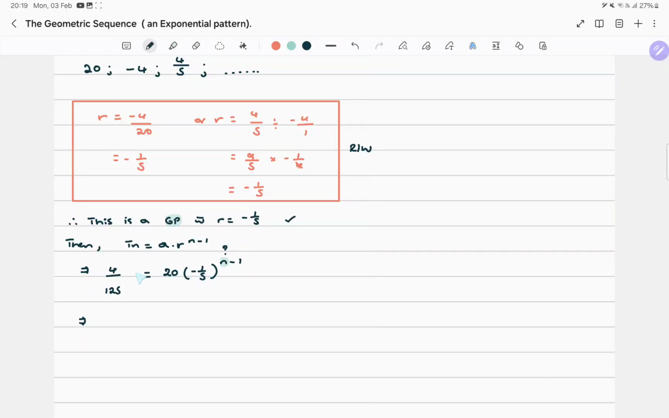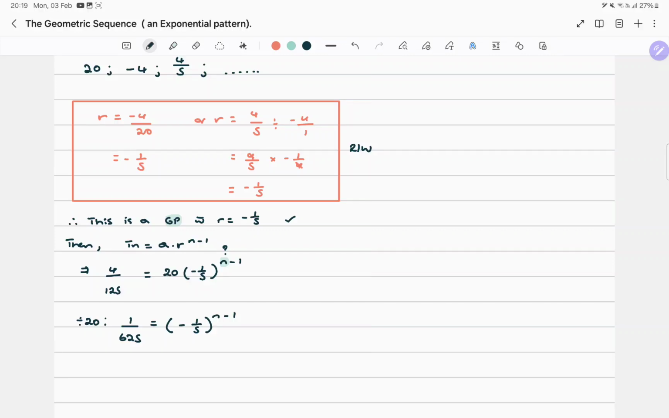This implies we divide by 20. We divide by 20 on both sides because I'm trying to isolate this power. So if we divide by 20, we are essentially going to say 4 divided by 125 times 20. That's what it's going to end up as. As a whole, sometimes use your calculator to free yourself from some trouble. So this is 1 over 625 equals minus 1 over 5 to the n minus 1.